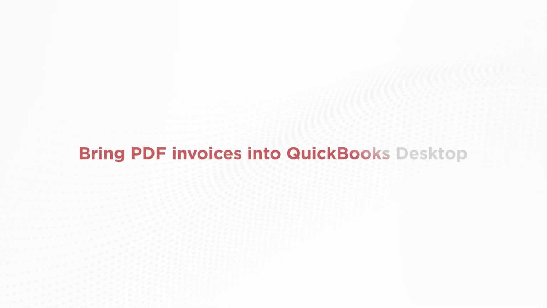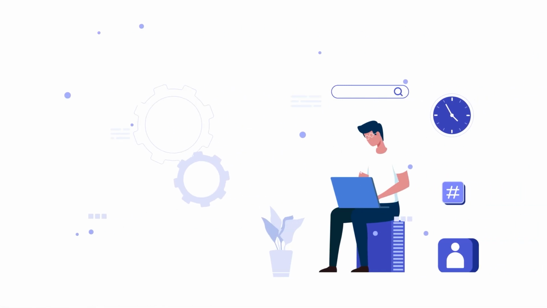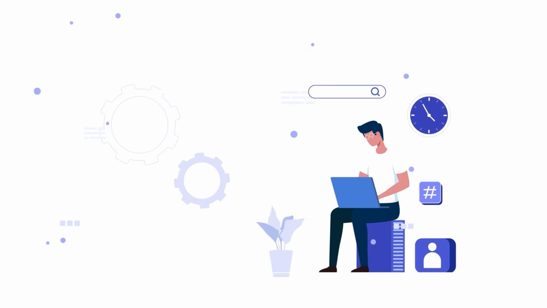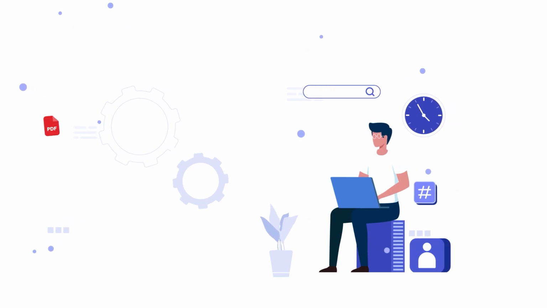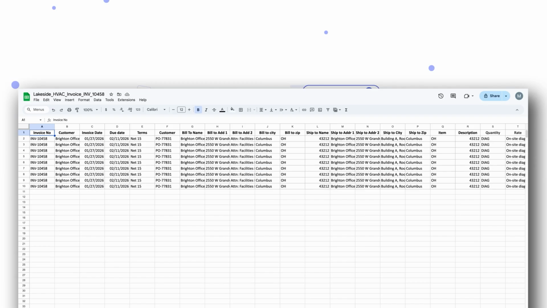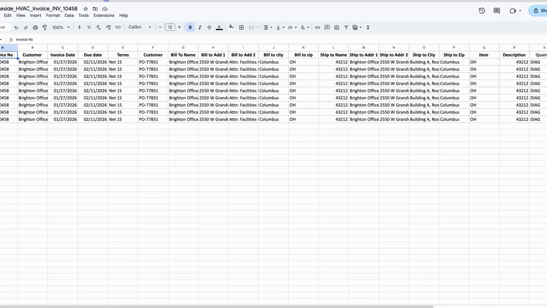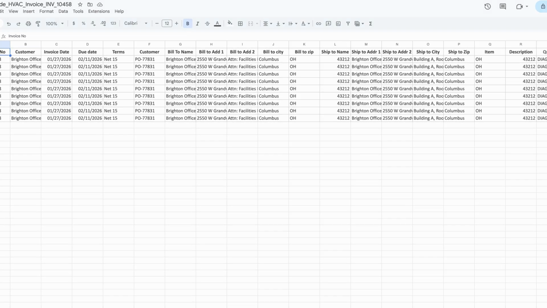If you want to bring PDF invoices into QuickBooks Desktop without retyping everything, this is the workflow I recommend. The idea is simple. We convert the PDF into an Excel file, then import it as real invoices into your company file. That gives you control, a review step, and an undo option if you need it.